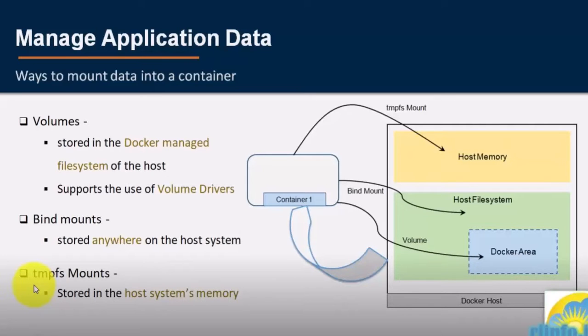If you look at the diagram, there is a container running on the Docker host. Volume providers provide storage to the Docker managed area of the host. Now, data through the bind mount can be stored anywhere on the host file system. tmpfs mount stores data on host system's memory only.